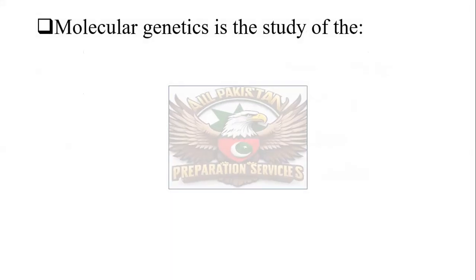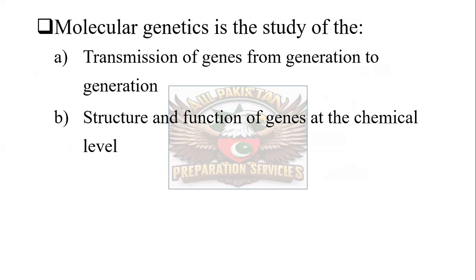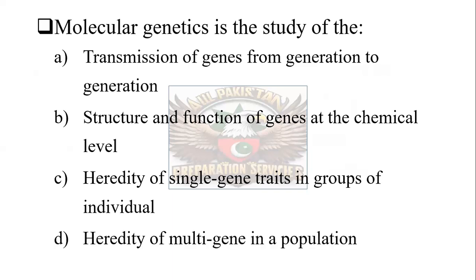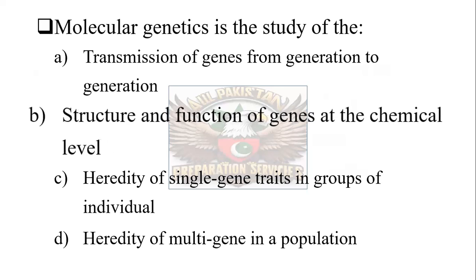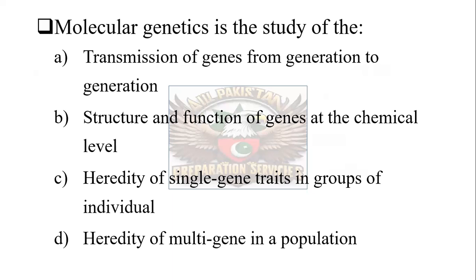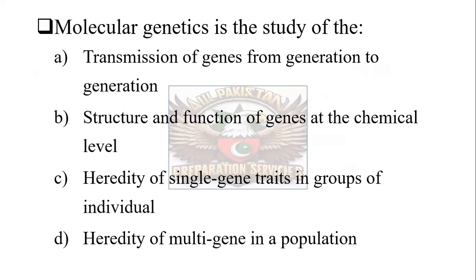Molecular genetics is the study of transmission of genes from generation to generation, structure and function of genes at the chemical level, heredity of single gene traits in groups of individuals, or heredity of multi-gene traits in a population. And the correct one is the structure and function of genes at the chemical level.